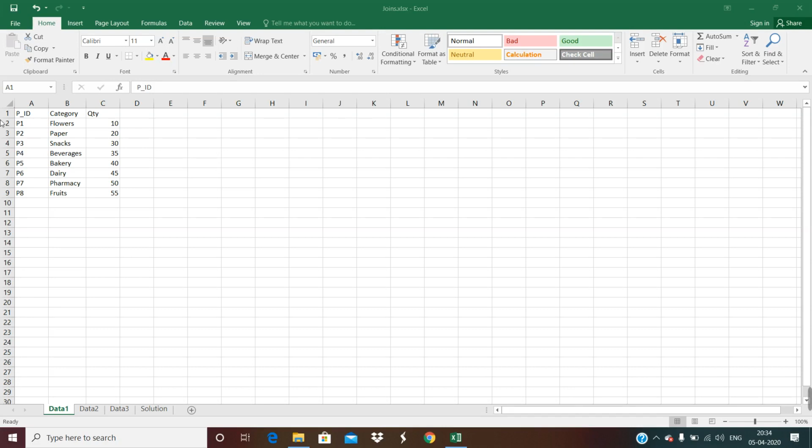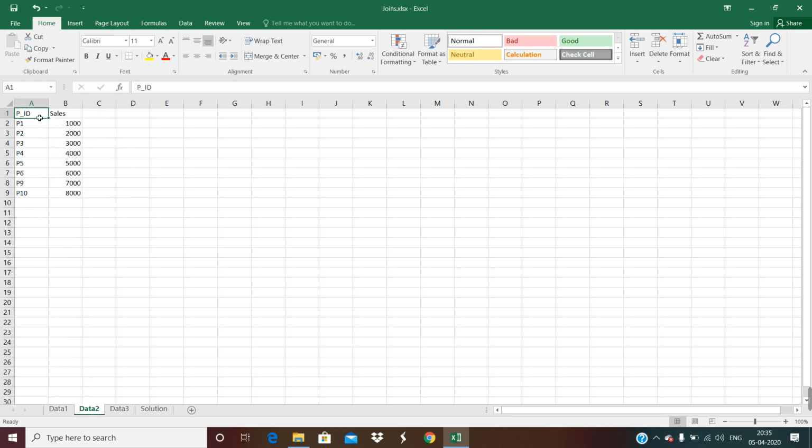So let us say in an Excel we have a dummy data wherein in the Data 1 tab we have three columns. One is product ID, one is category, and one is quantity. So for each product, an ID is allocated, what is the category of that product, and what is the total quantity in which the product was sold. Then in Data 2, we have product ID and sales. So for different product IDs, we have sales that are given.